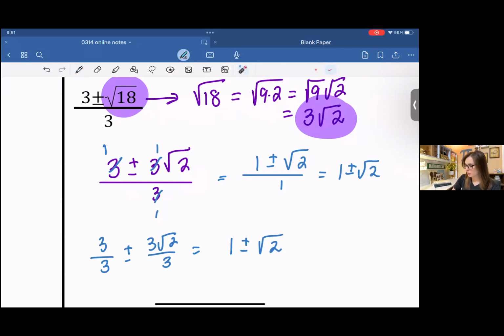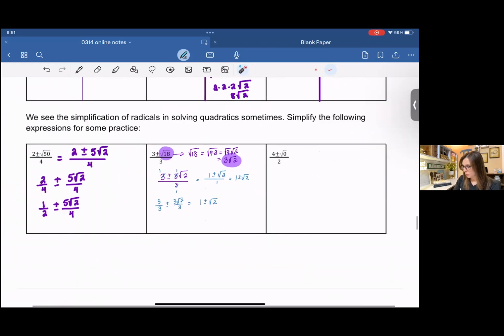I feel like this one's a little cleaner and is going to prevent some mistakes. Like if this had been a 6 or a 7 or something, maybe you would get confused and a little unorganized. So just be careful with that. If breaking it up is more organized for you, then go ahead and do it that way. But we have 2 solutions, 1 minus square root 2, 1 plus square root 2, and that's it. That's completely simplified.